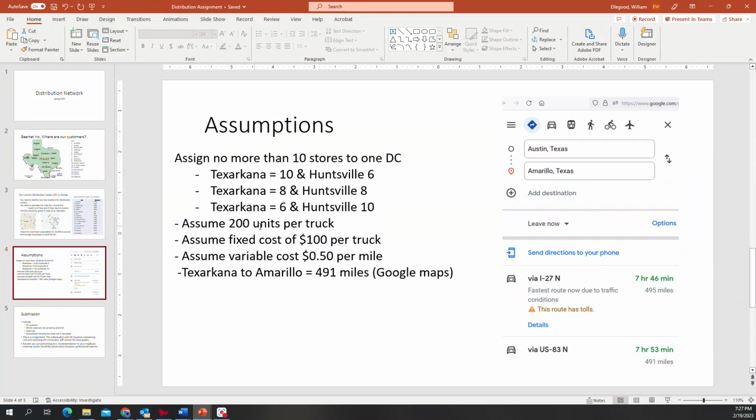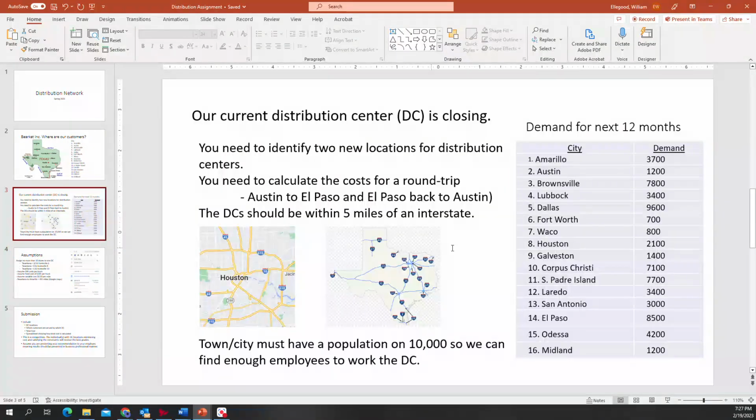Oh, assume 200 units per truck. So for Waco, the demand is 800. 800 divided by 200 is 4. Fort Worth has a demand of 700. Divide that by 200, you get 3.5. You can't send half a truck, so you have to round up to 4. Just keep that in mind when you're doing your calculations. And also, it is round trip calculations, there and back.